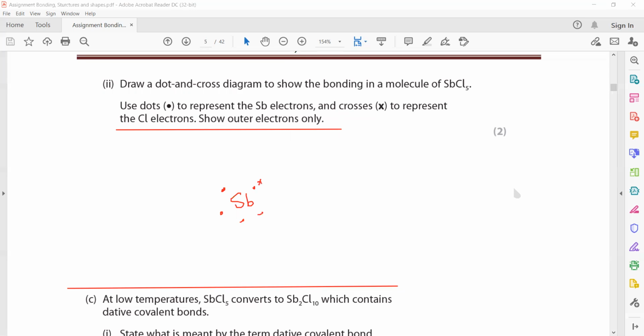And chlorine belongs to group 7. Each chlorine will share 1. So 1 chlorine, 2, 3, 4, and 5. And there are unshared electrons for chlorine. It belongs to group 7, so it will share 1, and unshared will be 3 pairs or 6 electrons. This is the dot and cross diagram for SbCl5.